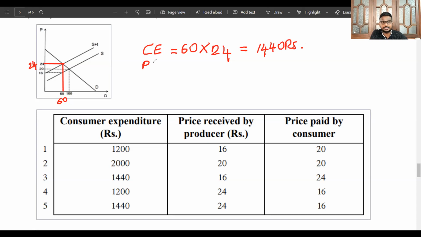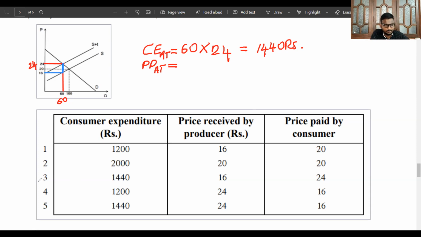Then price received by producer. That is the producer price after tax. Now we are talking about this is also after tax. Producer sells the product for 24, and you see the tax amount is the vertical gap between both the supply curves. So I'm coming from the top equilibrium point, the new supply curve, to the old supply curve, and the producer's price after tax is 16. So that is 16.